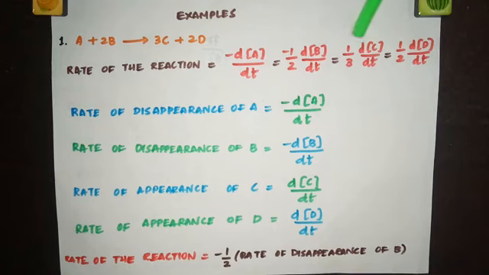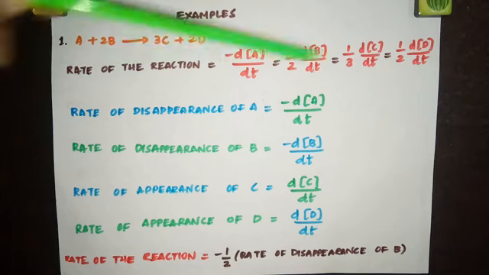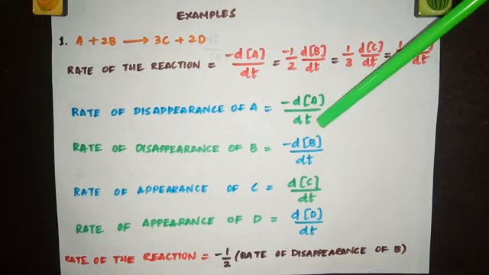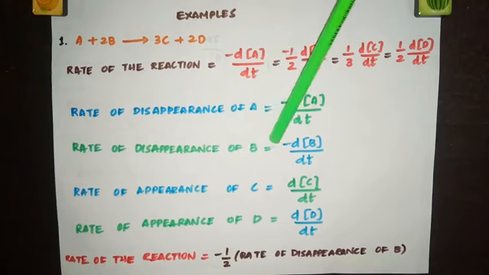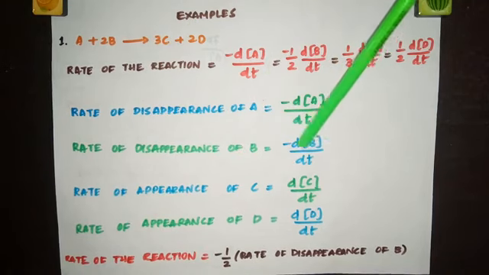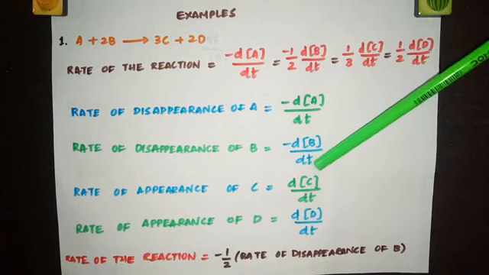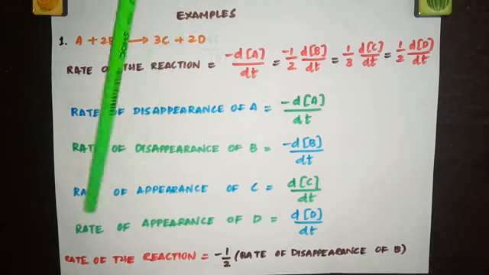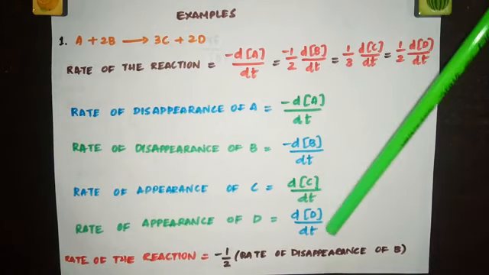And in terms of C, 1 by 3 d[C] by dt. In terms of D, 1 by 2 d concentration of D by dt. So everything, they are equal to one another. So this represents the rate of the reaction. Now what is the rate of disappearance of A? That equals minus d[A] by dt. What is the rate of disappearance of B? See, minus d concentration of B divided by dt. What is the rate of appearance of C? d[C] by dt, and the rate of appearance of D is equal to d[D] by dt.